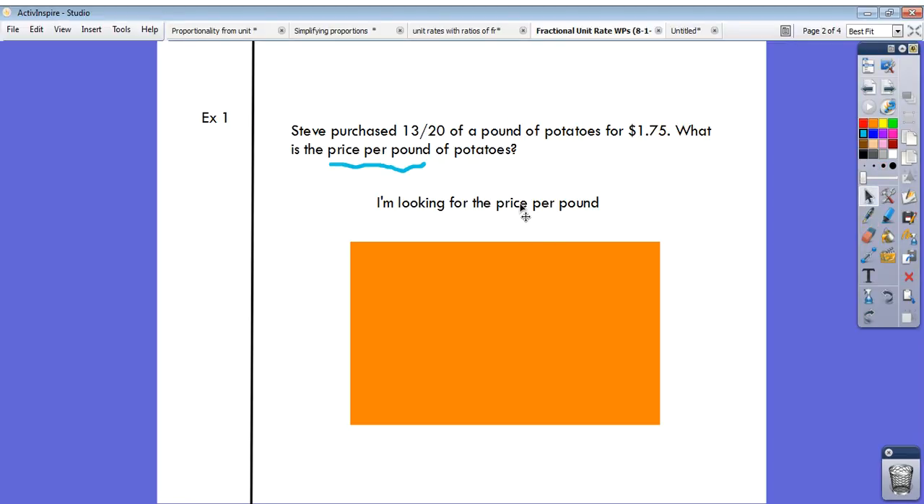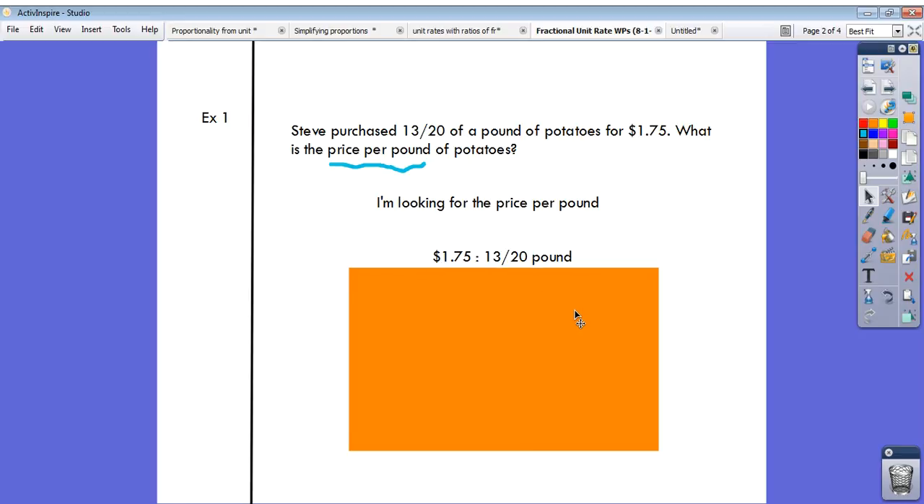First of all, like always, we write our number, our price, and our pound underneath those words. So we have our price, $1.75, and pound. And for the per, we're just putting our ratio sign for now. Now, since I want 1 pound, I need to get rid of this 13/20 and make it a 1. So if you remember from yesterday, the way to make a fraction into a 1 is to multiply it by its inverse, or a flipped fraction.